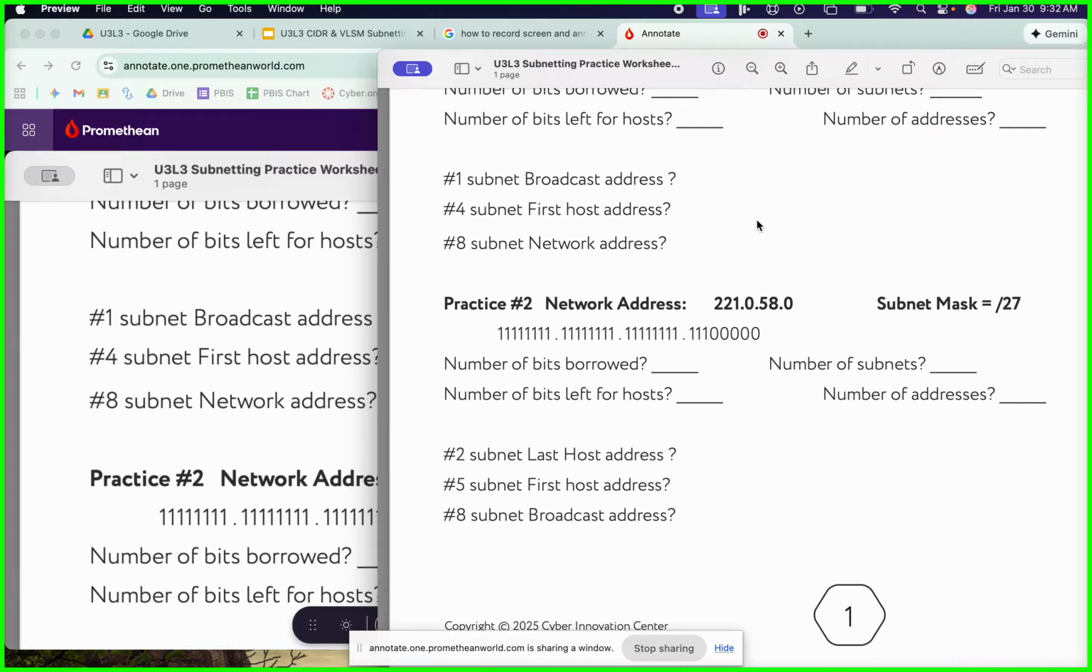But the best way to really do this is to practice. You have to practice it over and over or else you're not going to remember how to do it. So you can actually ask ChatGPT or Google Gemini to generate network addresses or IP addresses and subnet masks to help you practice generating this information on your own.